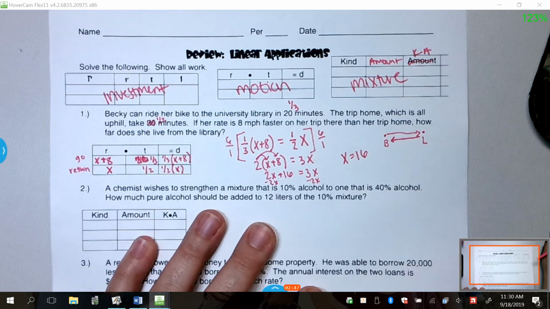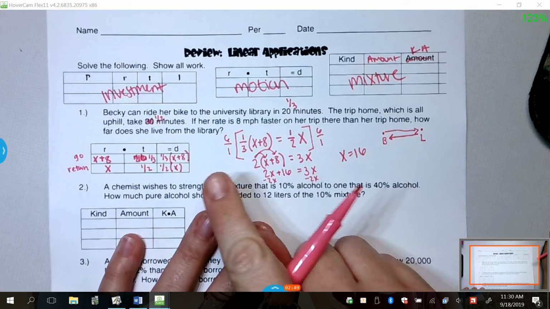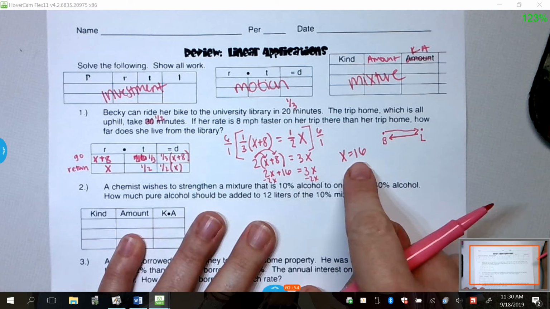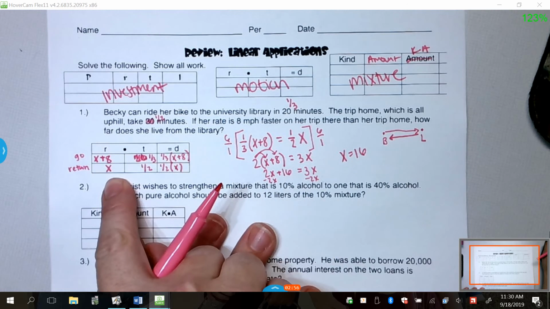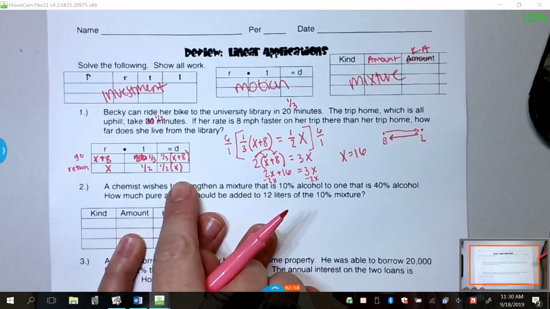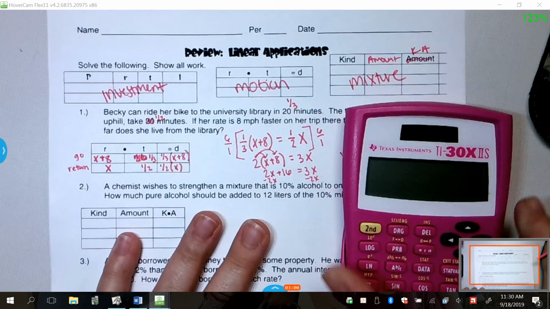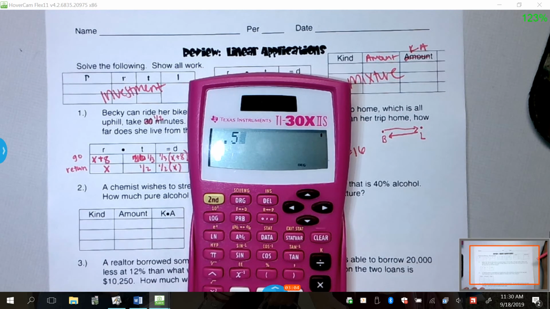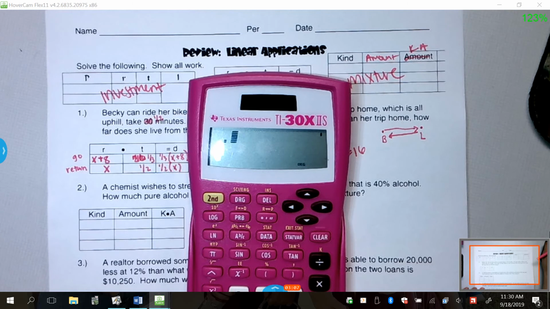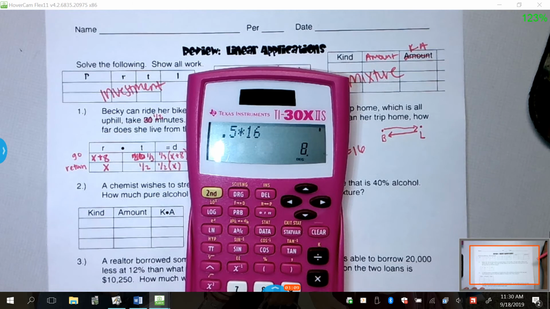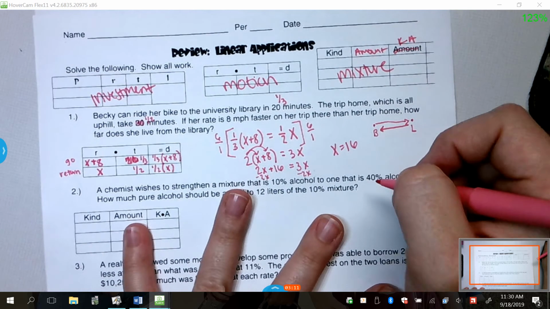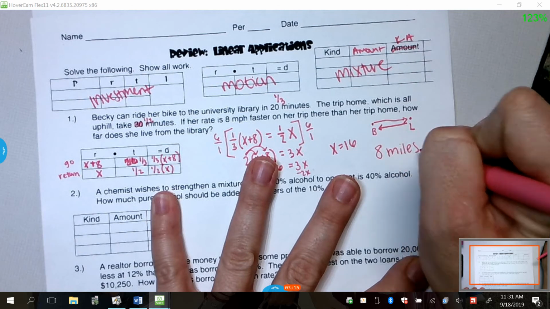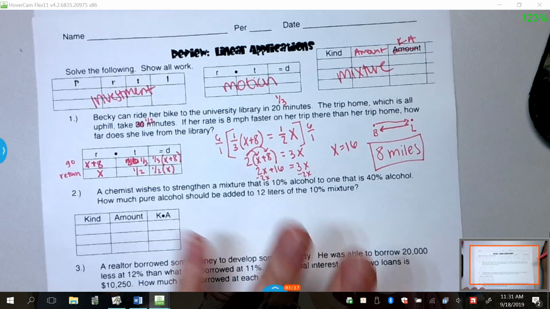Okay, now before you say this is your answer, you need to double check your question. How far does she live from the library? So we're looking for distance. This is actually my time when I return. So I'm going to plug it in. Okay, so 1/2 times 16. I can plug it into either one. So 0.5 times 16. 0.5 times 16 is 8. So my distance is 8 miles.